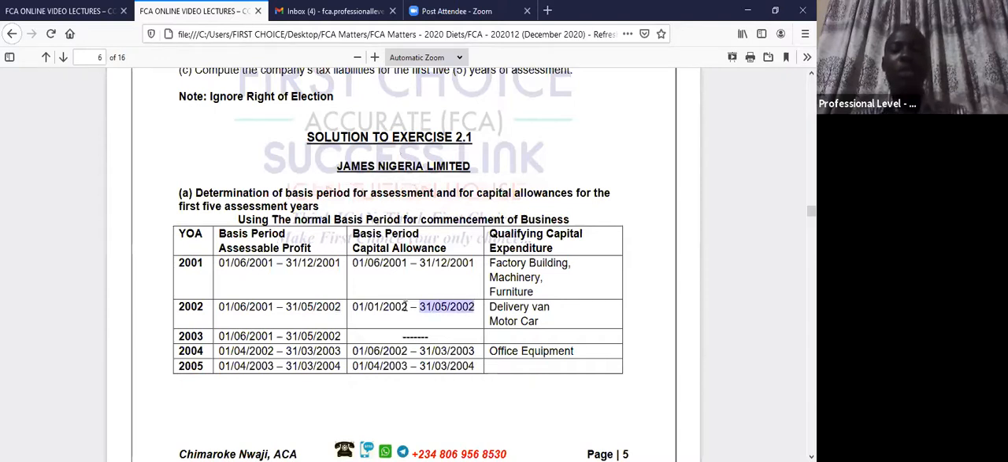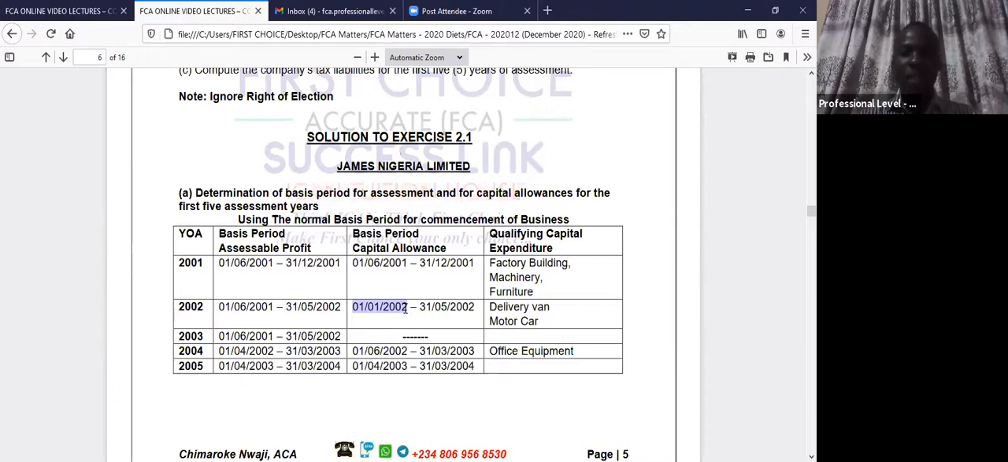So it means what will be here? So if you look at it here, this one does not qualify. So if this one does not qualify, you look at the ending date of the first capital allowance and say, what is tomorrow's date? Tomorrow's date is January 1, 2002. And that is what you will put here as the beginning of the basis period.